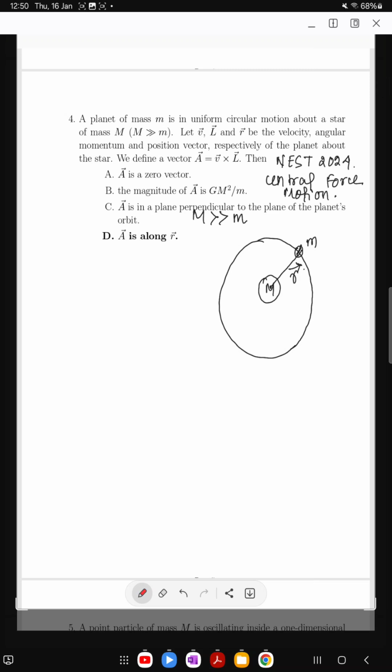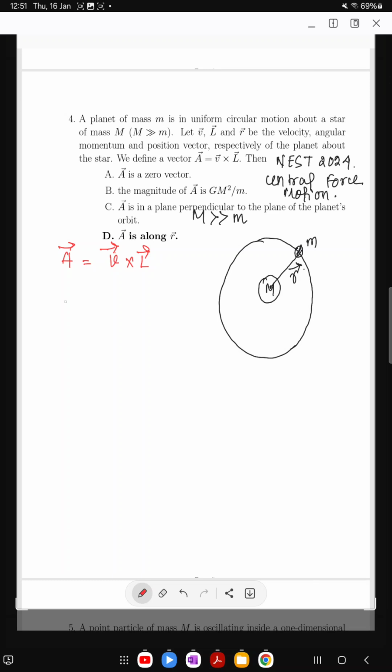V, L and R are the velocity, angular momentum and position vector respectively of the planet about the star. Then here he has defined that the A vector is equal to V cross L. Then we have to check the following 4 conditions, A, B, C, D.